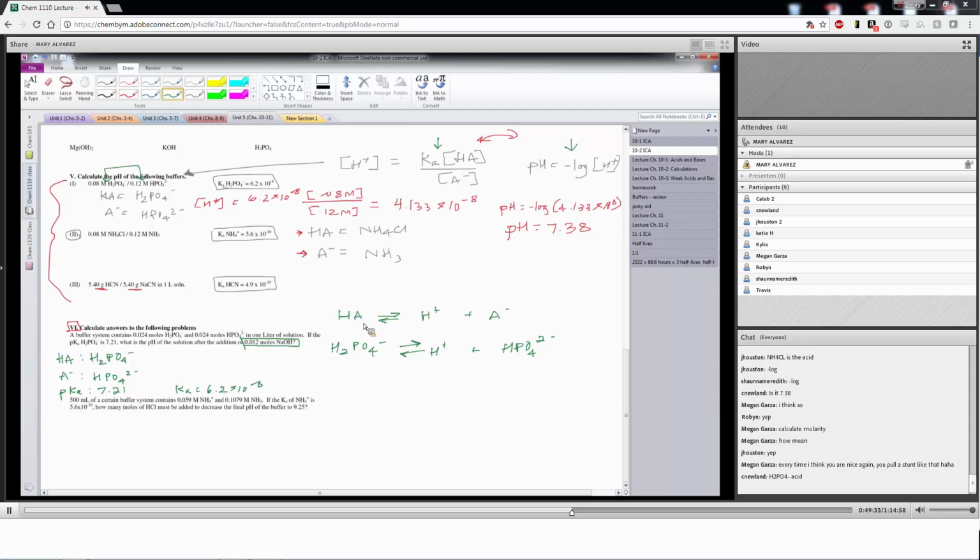Did you guys follow me here from identifying the HA and the A minus to actually looking at the equation where that HA dissociates? I'm just looking back at my initial equation and defining, okay, this is that, and this is that. Anybody else with me, or is it just Candace? You're on a roll today, Candace. You're doing awesome.